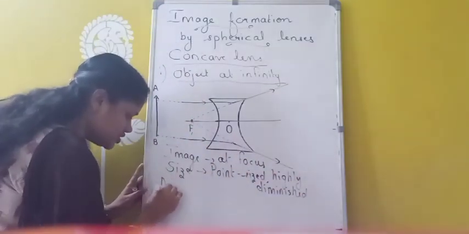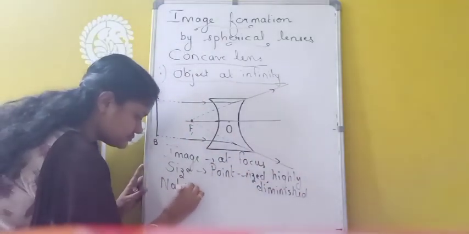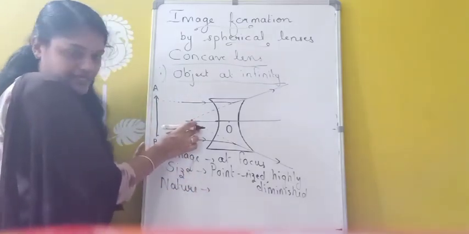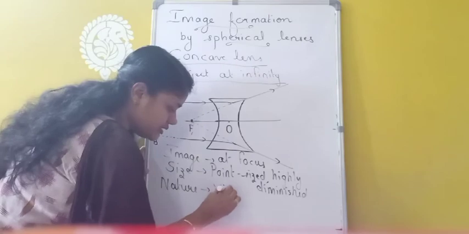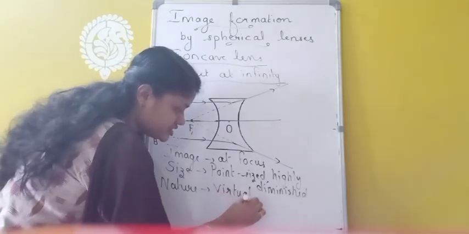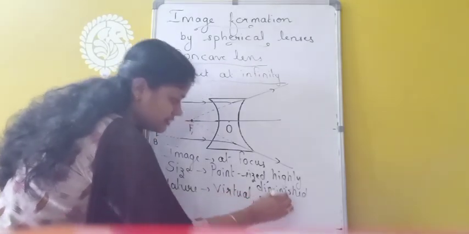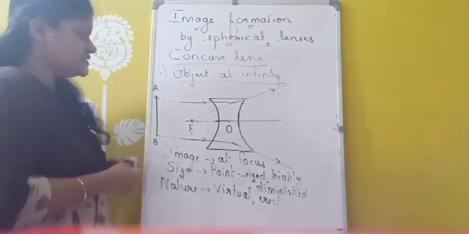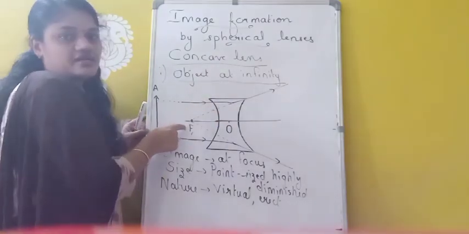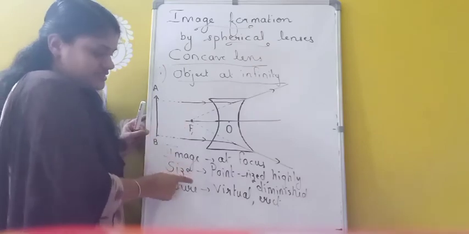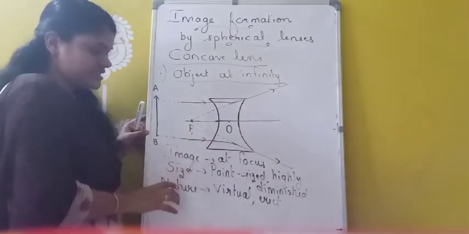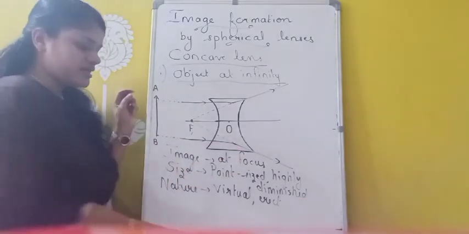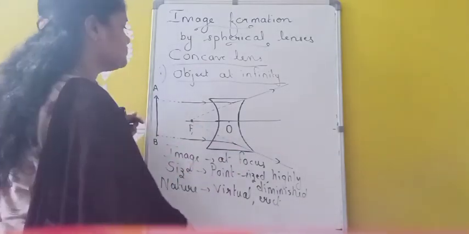And what is the nature of the image? Nature of an image, I told you it is not at all a real image. So it may be a virtual erect image. The image is virtual as well as erect. Okay. So when the object is at infinity, the image we are getting at which point? At focus. And what is the size of the image? Point size, highly diminished, and nature of the image is virtual erect. Then only one more condition for which one? Concave lens.